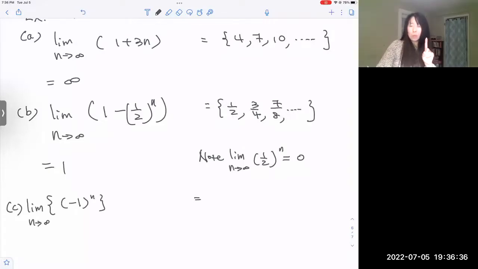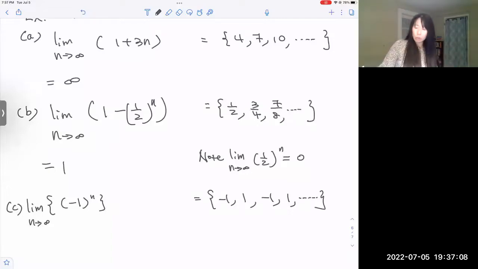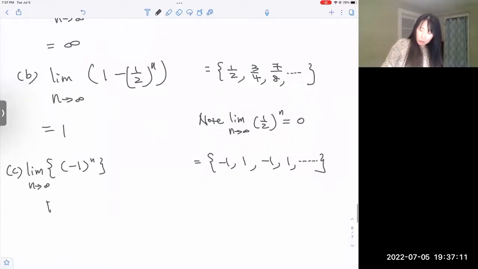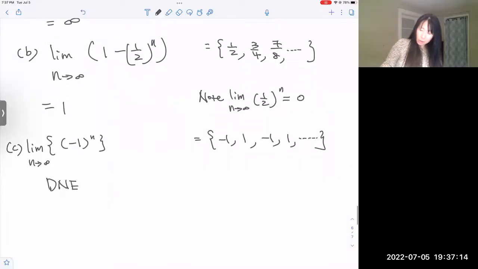When n equals 1, we have -1. When n equals 2, we get +1. When n equals 3, we get -1. When n equals 4, we get +1. So what do you think about this one? It's oscillating between -1 and 1, so we cannot really say a limit, right? So it does not exist. Okay, all right.